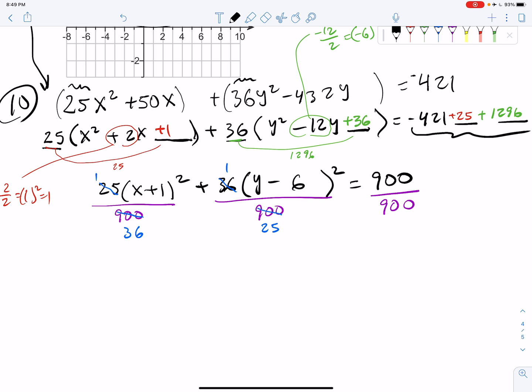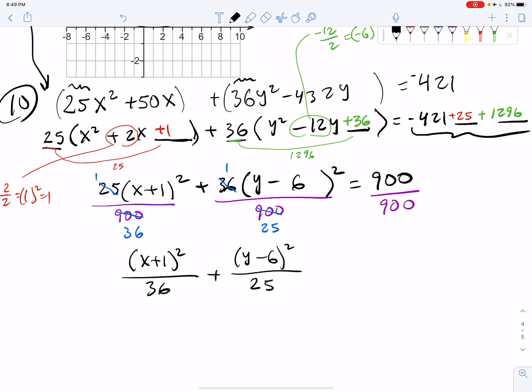So let's see what we have. We've got x plus 1 quantity squared over 36 plus y minus 6 quantity squared over 25. It all equals 1. Whew, okay. I got it in the standard form. The only other thing you might want to do is write this as 6 squared so you know that that's the major axis. Go right 6, left 6 off the center, and the minor is going to be 5 squared. Go up 5 and down 5 from the center.